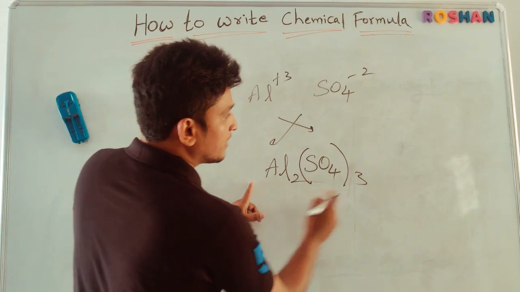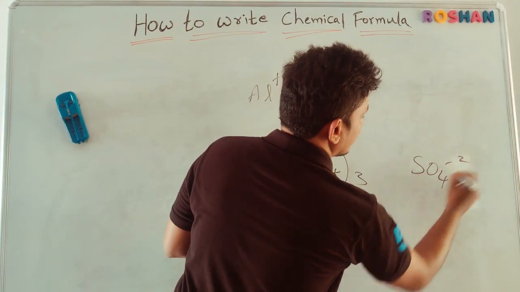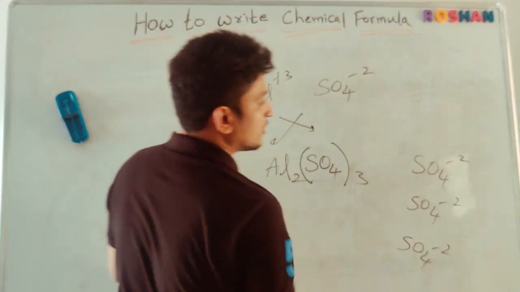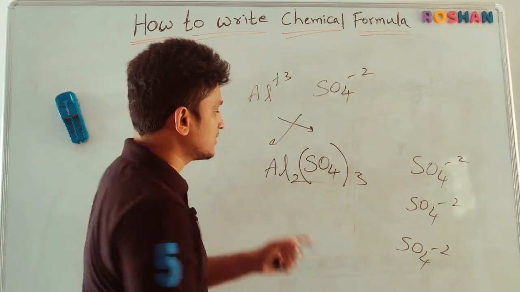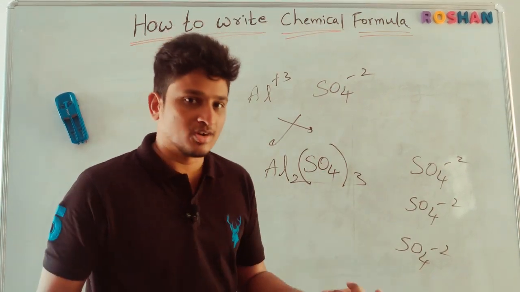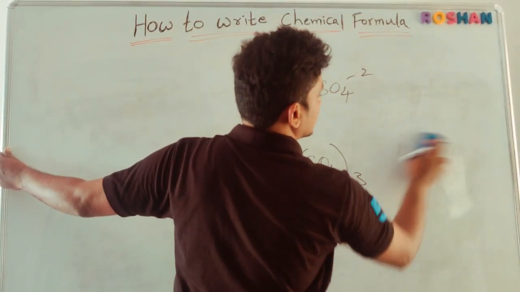Now what does it mean? It means there are 2 aluminiums and 3 sulfates. Yes or no? Minus 2, minus 2, minus 2, minus 6. 2 aluminiums, plus 3, plus 3, plus 6. Minus 6, plus 6, 0. Got the clarity?